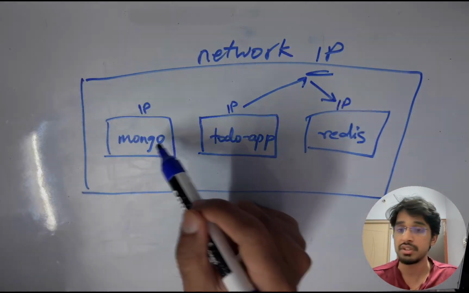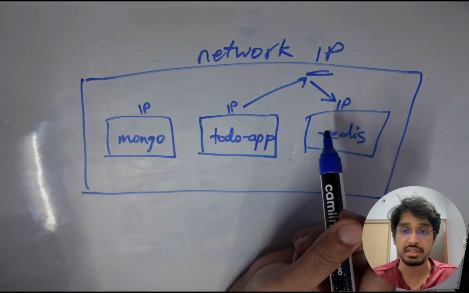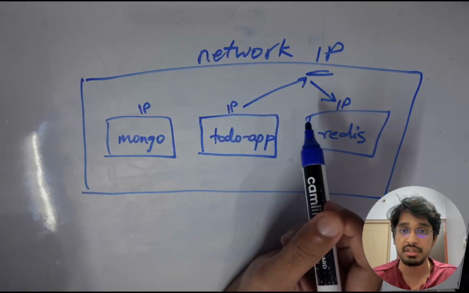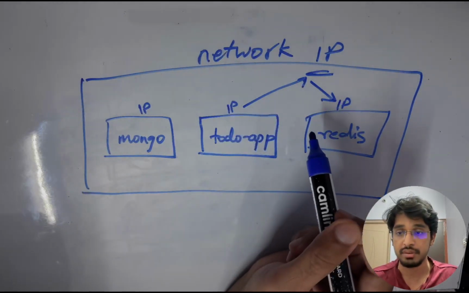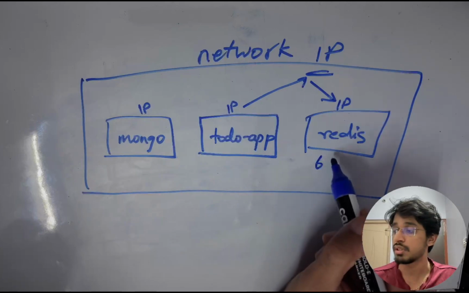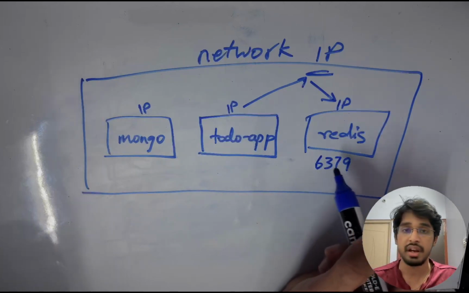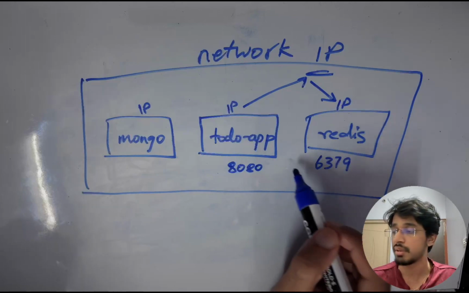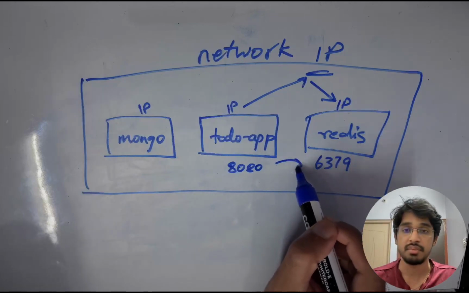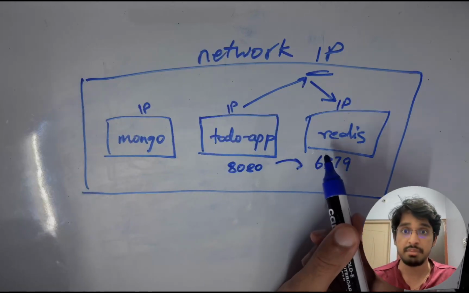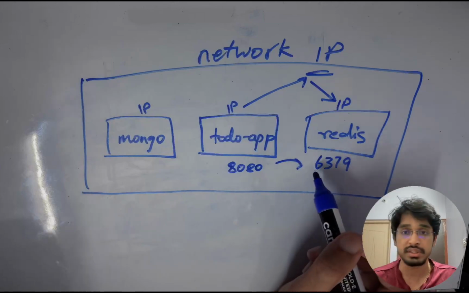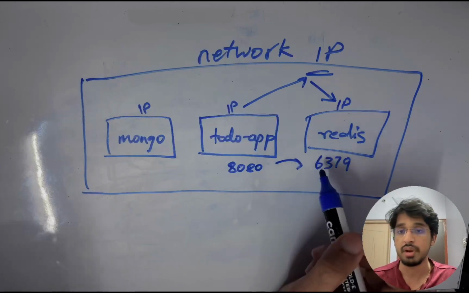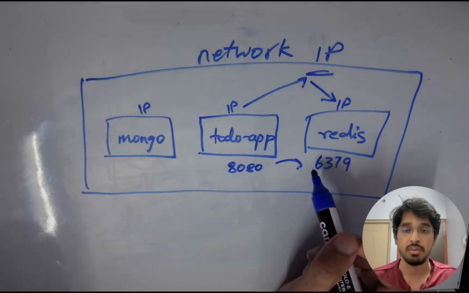All right, so each of these containers has its IP address, and through this IP address we will be able to communicate. Now Redis is running on port 6379, right? And even though my application is running on port 8080, I will be able to access this because it is under the same network. So I will check what is running on 6379 and I will be able to access that. Okay, so this is all about Docker networks.